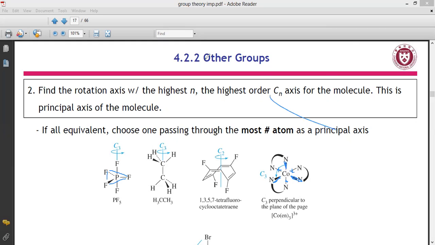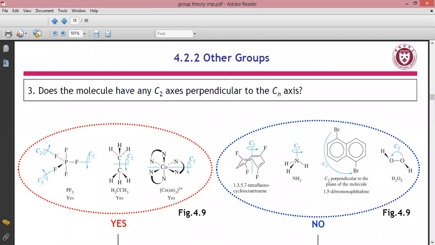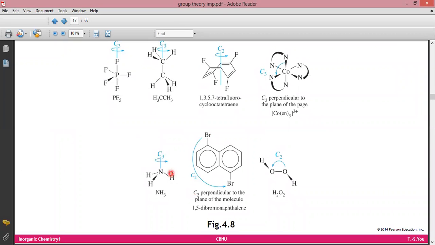Okay. Now we'll move to the next example. There are a number of examples that you can see. NH3 has a C3 axis present. In case of 1,5-dibromonaphthalene, it also has a C2 axis present. When you draw this axis, the C2 axis is present in this molecule. The C2 axis is perpendicular to the plane of the molecule.